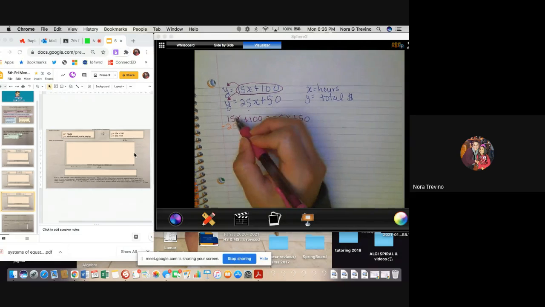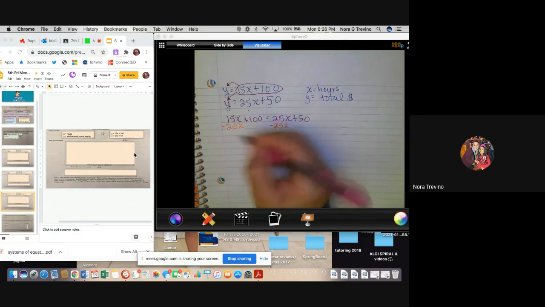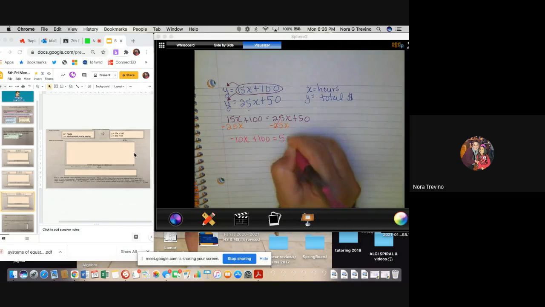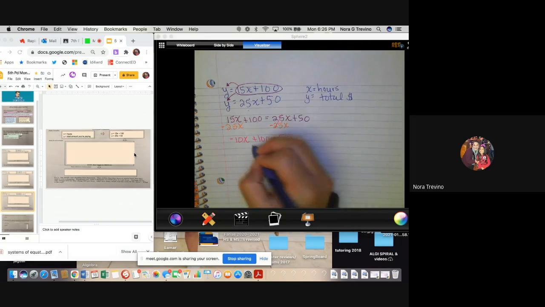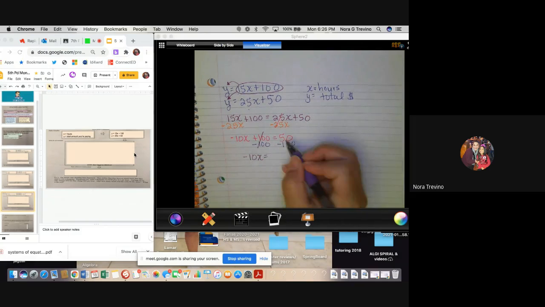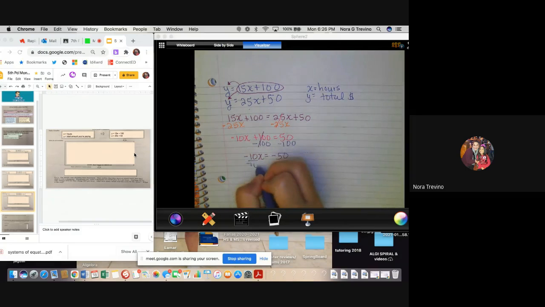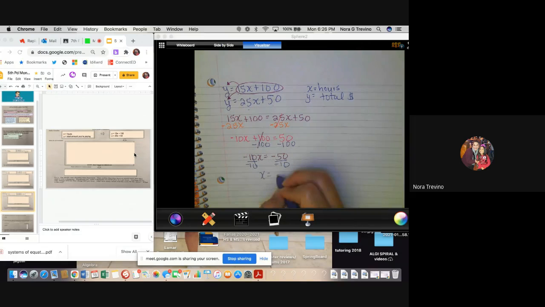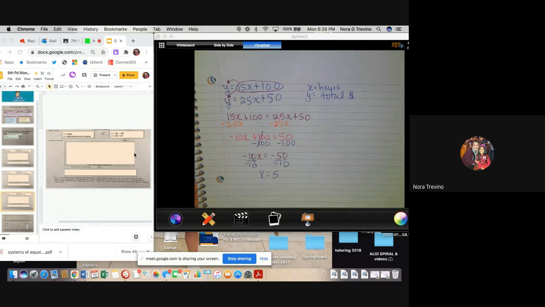15 minus 25, or 15 plus negative 25, that's going to give you negative 10x plus the 100 equals 50. Then minus 100, minus 100. Negative 10x is equal to 50 minus 100, well, that's negative 50. And then divide both sides by negative 10. X equals negative 50 divided by negative 10. Remember, you can put that into your calculator. X equals 5.